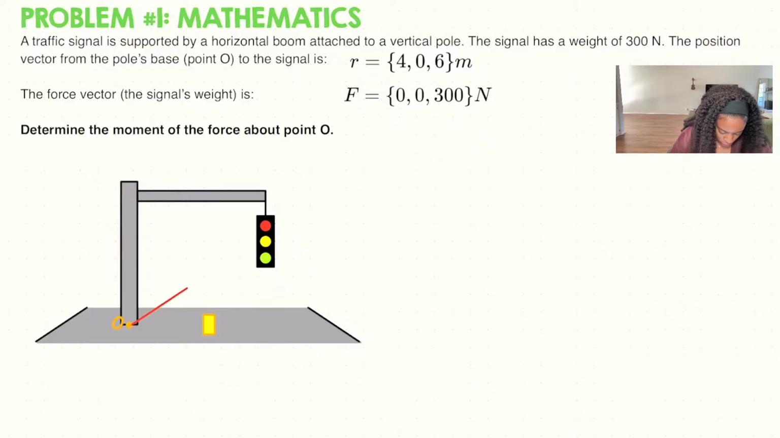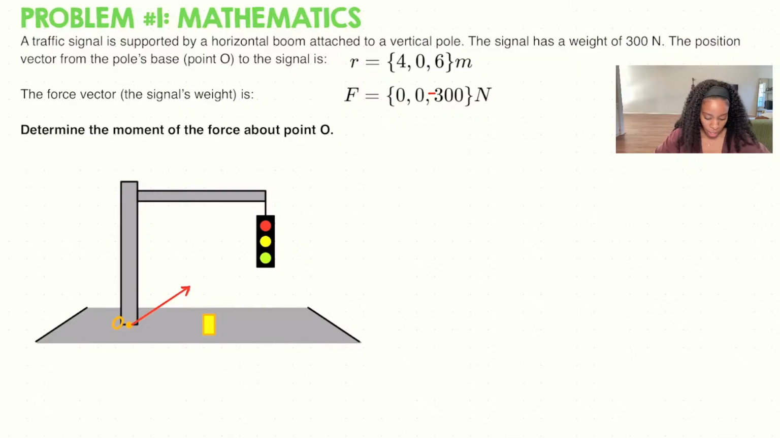The position vector just gives the direction. And then we're also given the force vector, and this should be negative 300 because the weight will be pulling the traffic signal downwards. So the question is asking us to determine the moment about point O.